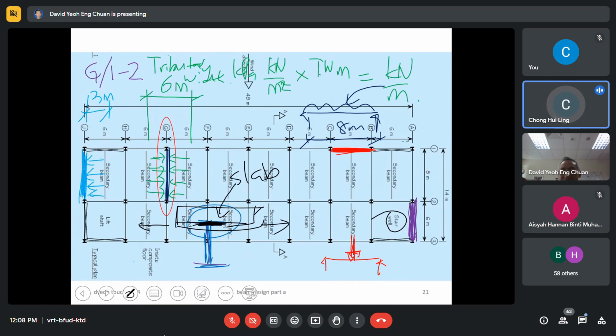There is no slab. Why is there no slab? Because it's for the staircase. Very good. That's a stairwell. There's no slab there. That's why this one is an unrestrained beam. Just as simple as that. Okay? Why do you think so complicated?